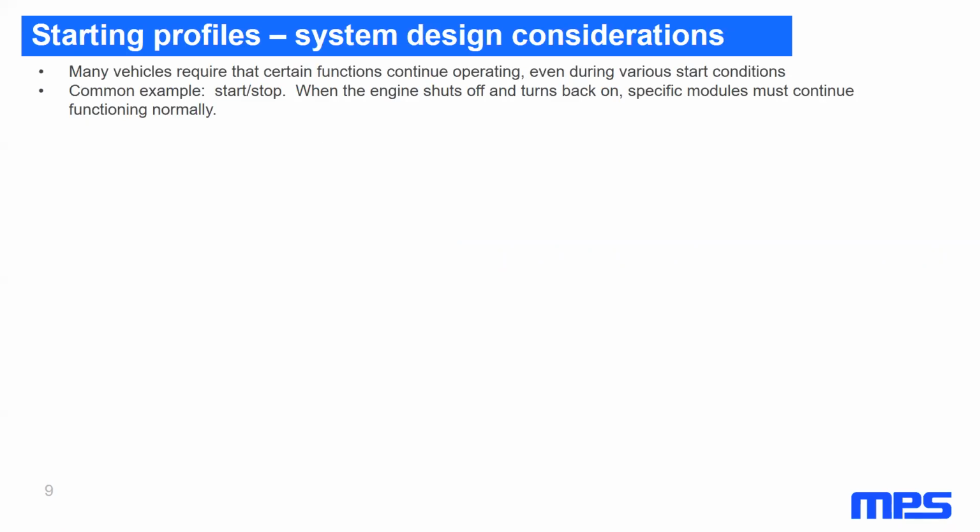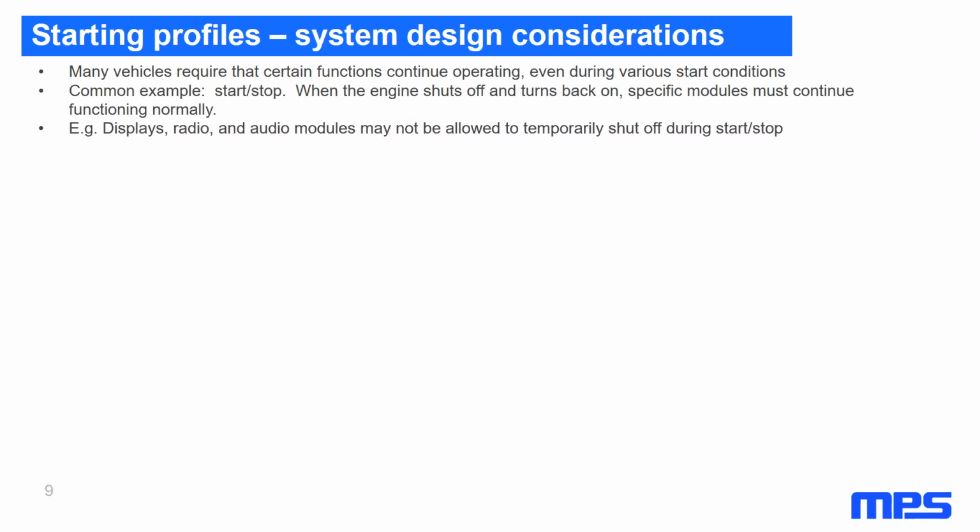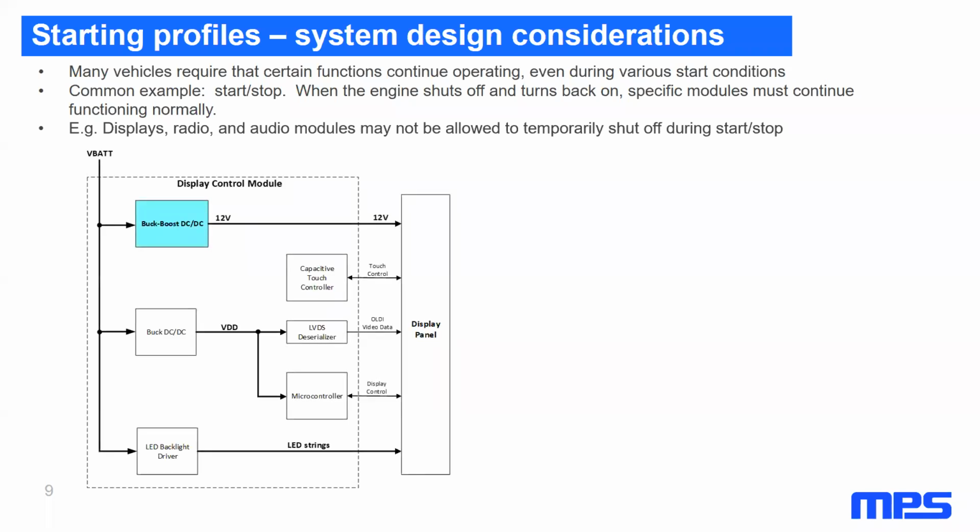Many vehicles require that certain functions continue operating even during various start conditions. A common example that we mentioned is engine start-stop. When the engine shuts off and turns back on, specific modules must continue functioning normally. For example, displays, radio, and audio modules may not be allowed to temporarily shut off during a start-stop transition. To meet these requirements, the system designer will add additional circuits that prevent low battery conditions from impacting their system.